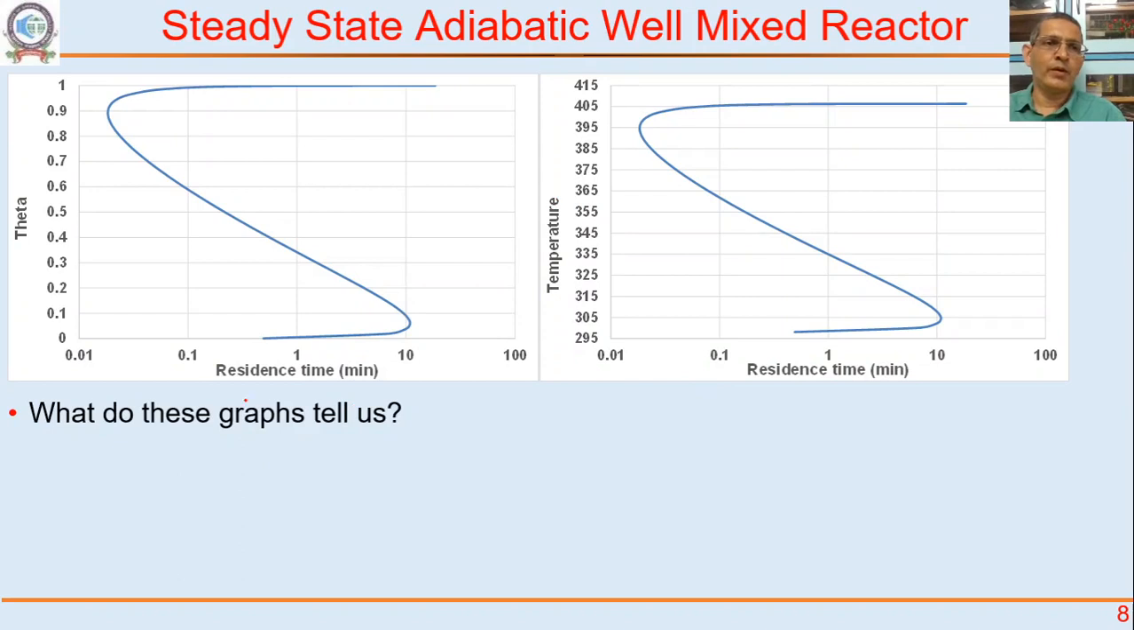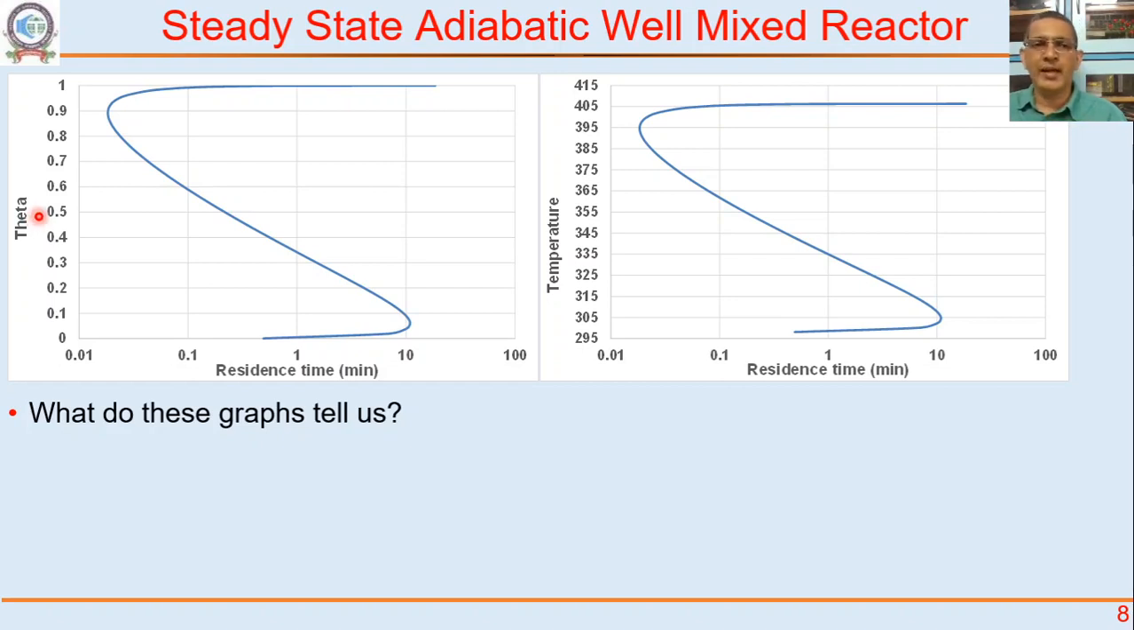Here is what you will find. If you plot residence time in minutes on the x-axis versus theta on the y-axis, this is how the graph will look for these values. And theta and XA are the same, right? So whether I plot theta or XA, it is one and the same thing. XA is dimensionless conversion, and theta is like dimensionless conversion, but in terms of temperature.